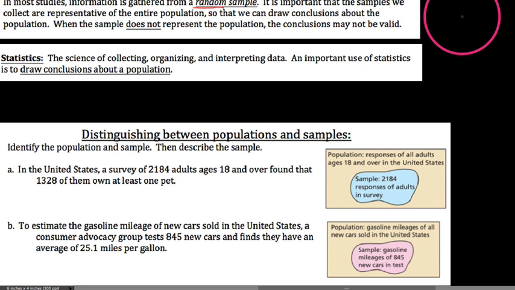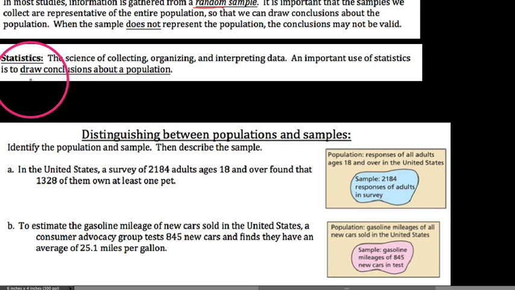That is to say, if you were trying to make conclusions about the height of everybody in the male population in the United States, and you chose only NBA players, you're going to get a poor sample, and it's not going to be very representative of the entire population. But basically, the important use of statistics here is to draw conclusions about the entire population based on the sample data. So we say that when the sample does not represent the population, the conclusions may not be valid.